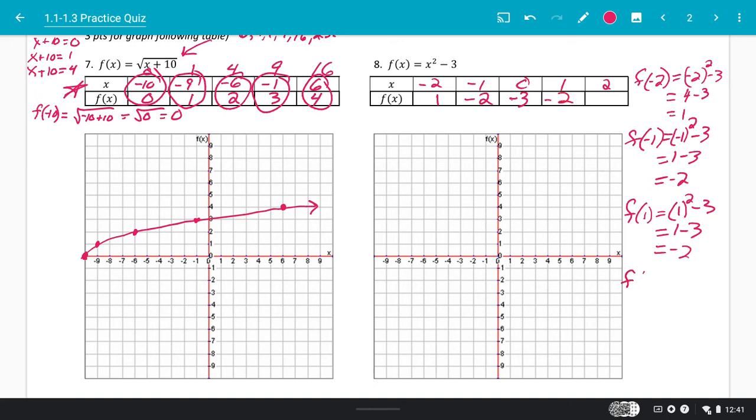And then finally, f of 2 is 2 squared minus 3, which is 4 minus 3, which is 1. Again, a mirror image. So I have -2, 1, -1, -2, 0, -3, 1, -2, and 2, 1. There is my U-shaped graph or my parabola.